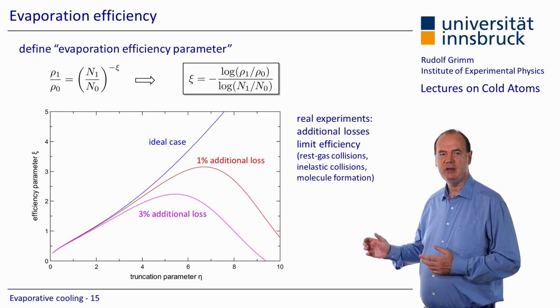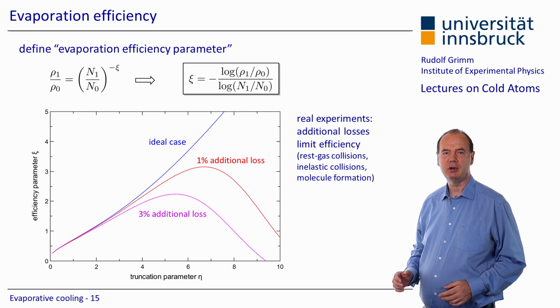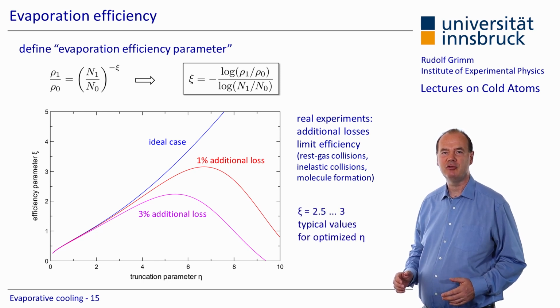The numbers you see here are very realistic for an experiment, where one reaches typical values of 2.5 to 3 for the evaporation efficiency parameter.